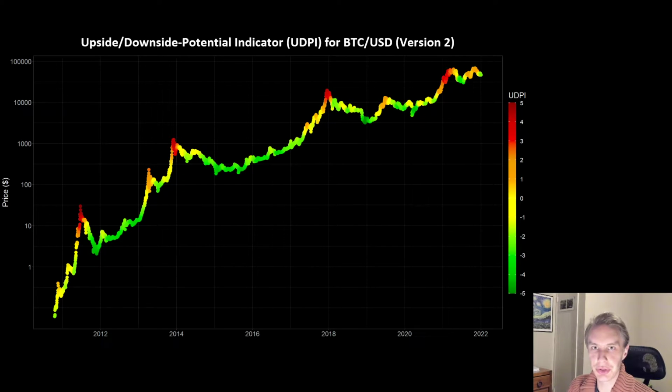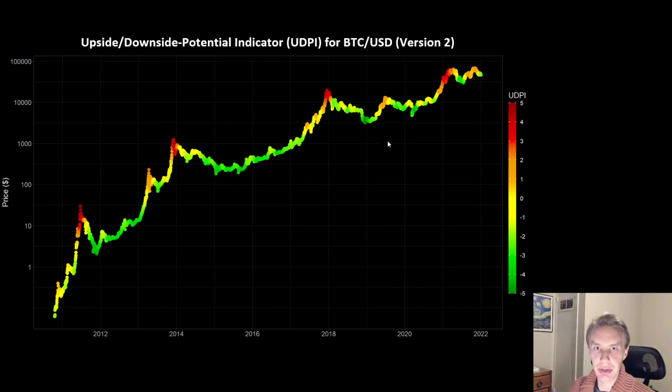So if you've been following the channel, you've become quite familiar at this point with our UDPI risk model, our upside downside potential indicator. And essentially what this model does is it identifies risk. So what I'm showing you here is the upside downside potential indicator for Bitcoin. This is the price action of Bitcoin on a logarithmic scale. Each dot is a day, and each day is color coded based on the output of our risk indicator.